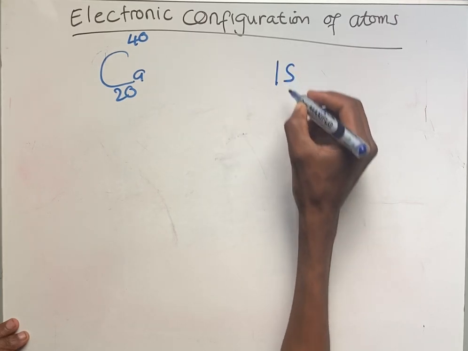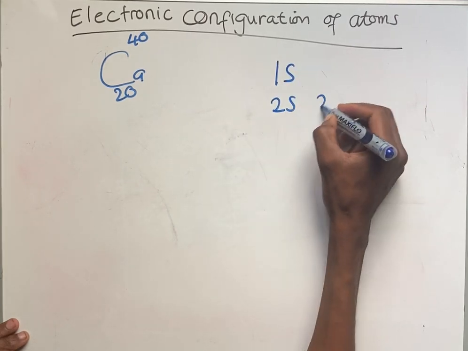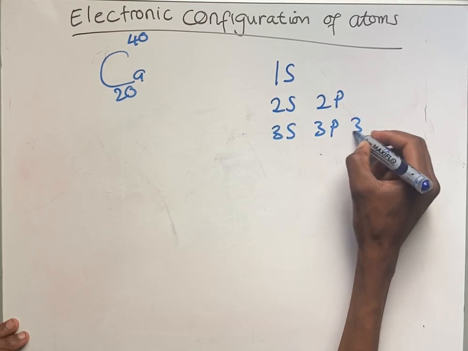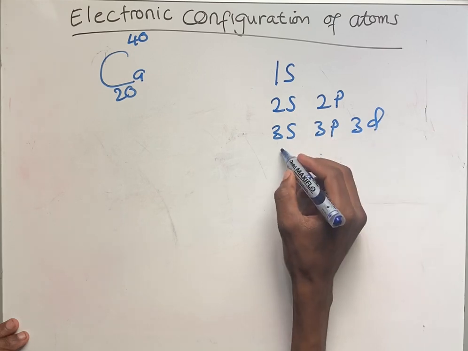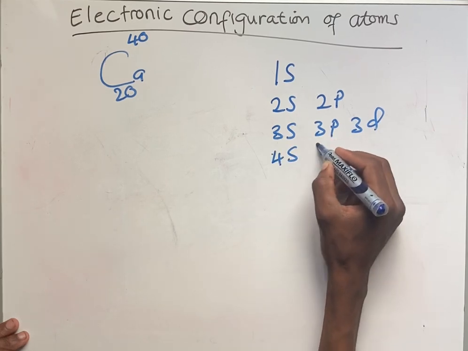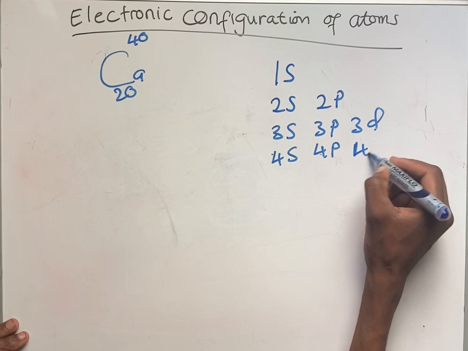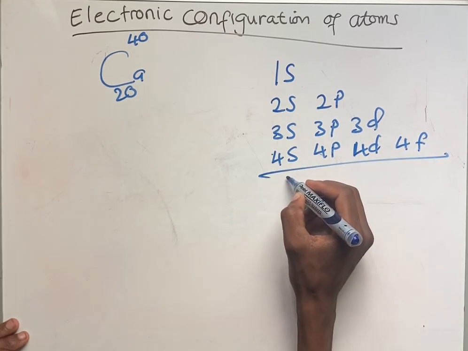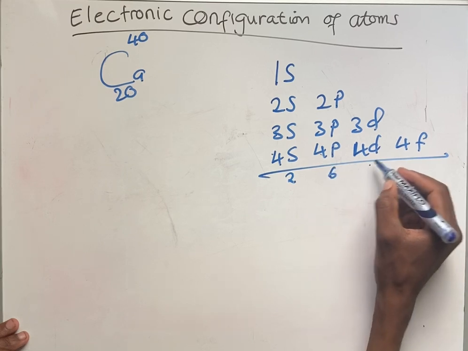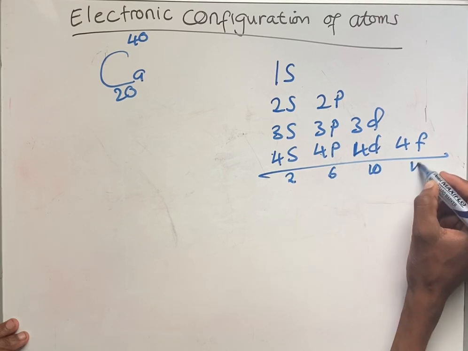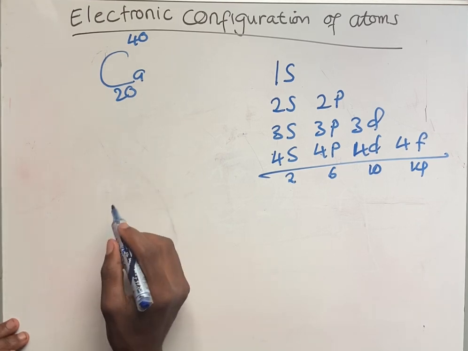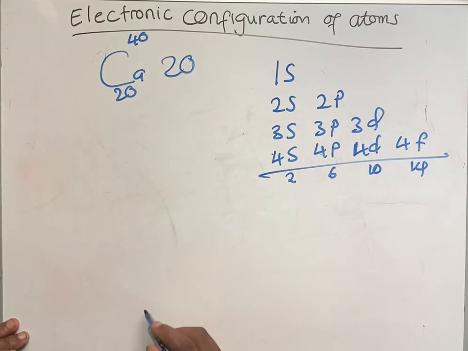So we have the 1s, the 2s, the 2p, the 3s, 3p, 3d, then we also have the 4s, 4p, 4d, and the 4f. These can have 2, these can have 6, these can have 10, and these can have 14. In calcium we have 20 electrons altogether.